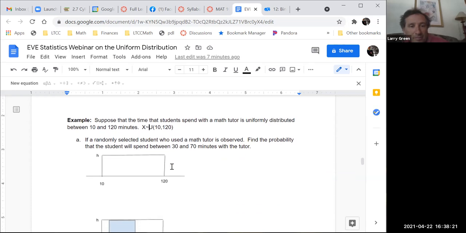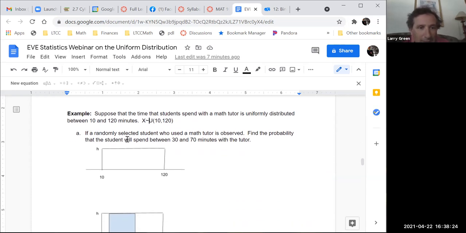Now I have some questions. If a randomly selected student who used a math tutor is observed, find the probability that the student will spend between 30 and 70 minutes with the tutor. Okay. Any questions on the question? Okay, so before we even get into the 30 and 70, I like to draw just a general picture. We know we have a rectangle because that U means uniform.